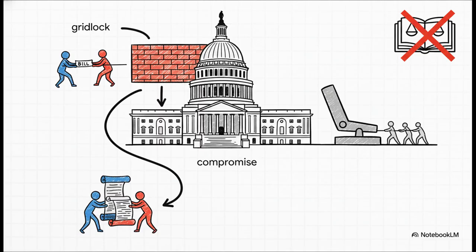So think about what this means. This rule, which by the way is not in the Constitution, it's just a Senate tradition, it completely changes the game. It means a single senator can grind things to a halt. It gives the minority party a massive amount of power to block the majority's plans. So for most big, important pieces of legislation, you don't need 51 votes to pass it, you need 60.